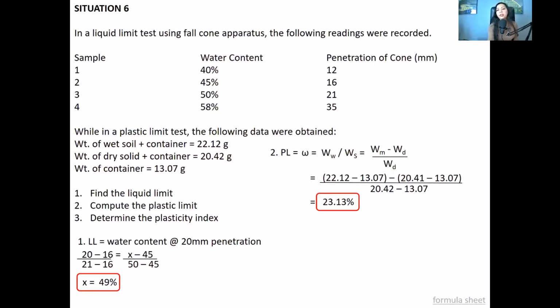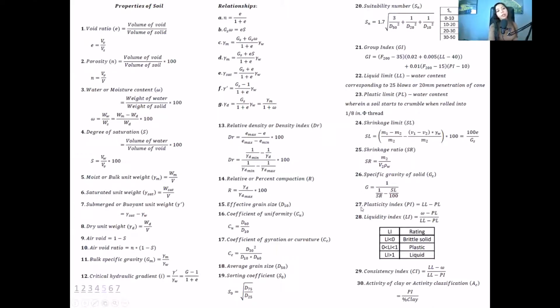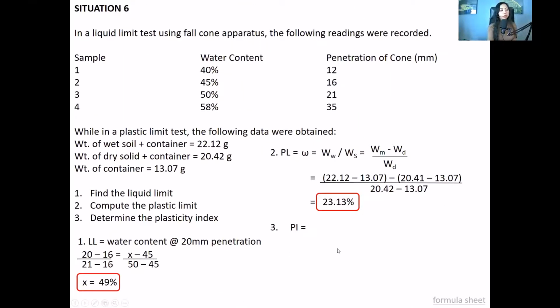Okay, last unknown before we take a quick break. The last unknown is determine the plasticity index or P sub I. In this case, yung P sub I, ang formula number, I think 27, this one. Plasticity index, liquid limit minus plastic limit. So, it's very plug and play. Kasi we already know the liquid limit, 49, and then the plastic limit is 23.13.